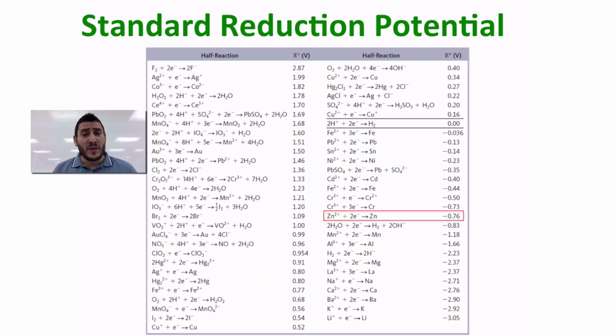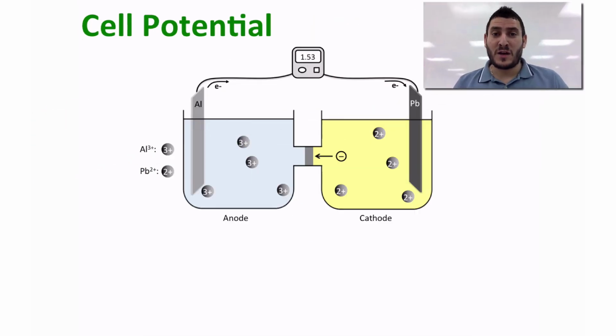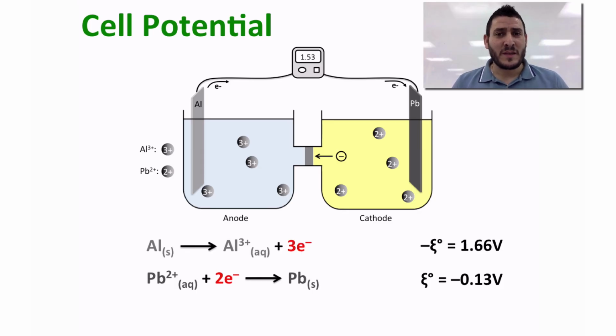In a similar way, we can determine the standard reduction potential of other half equations, as you can see in the following table. So now, do you know how to calculate the cell potential of this galvanic cell? Take the corresponding half equations from the table, then flip the aluminum half equation because it's an oxidation and it's happening at the anode. And when we flip the half equation, we reverse the sign of the standard reduction potential.